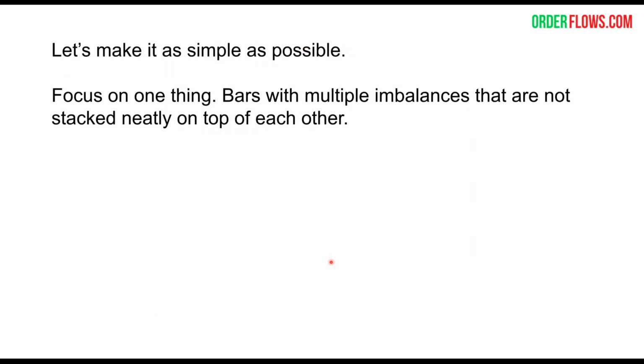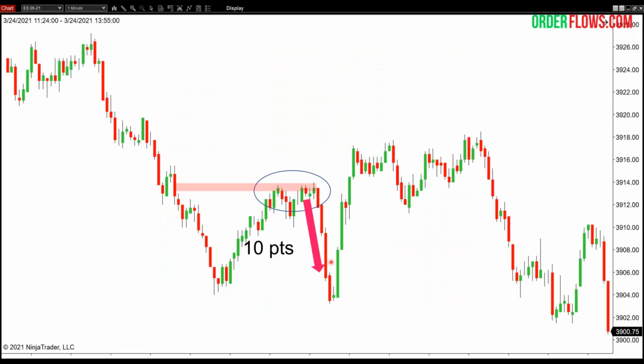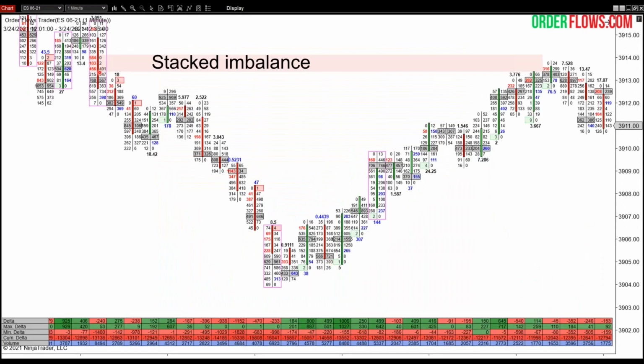Bars with multiple imbalances that are not neatly stacked on top of each other. Now, I just talked about a stacked imbalance, where you had 3 imbalances stacked neatly on top of each other. But what if it's not stacked neatly? What if you have a bar with 3 imbalances, but they're spread out in a bar? Does that mean they're not important because they're not stacked on top of each other? Well, no. They're still important, if not more important.